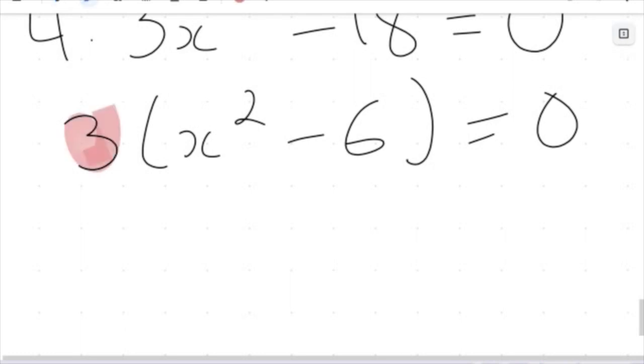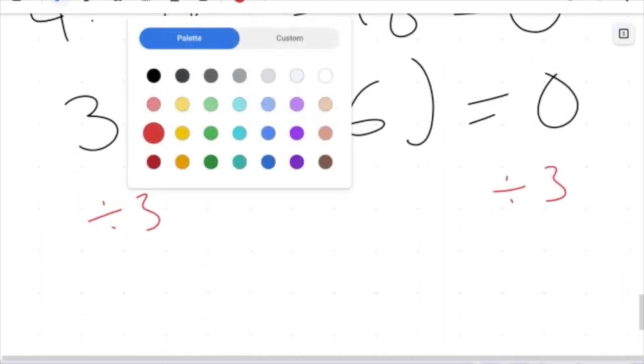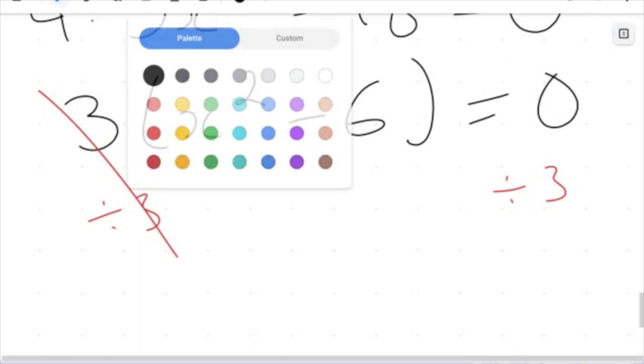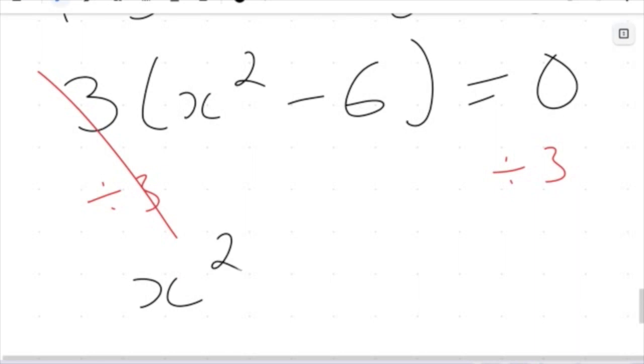I can also kill this 3 if I'd like. Here I have 3 multiplied by x squared minus 6. I can just divide both sides by 3 to get rid of that 3 altogether, because dividing on the left-hand side is going to kill this guy out the front here, leaving me with x squared minus 6, and 0 divided by 3 gives me 0.